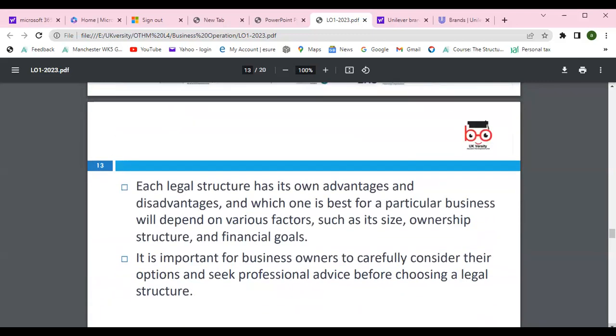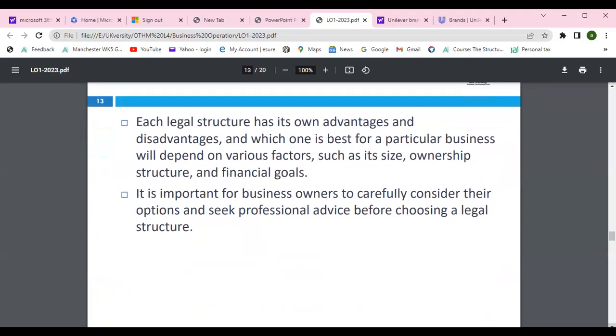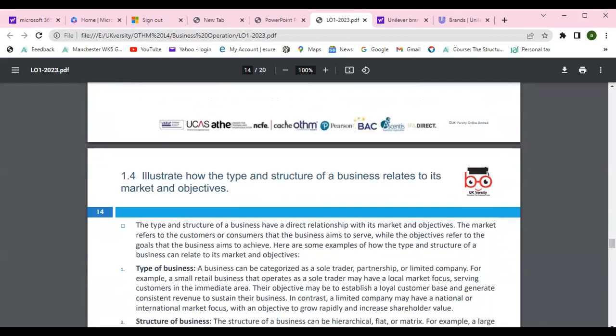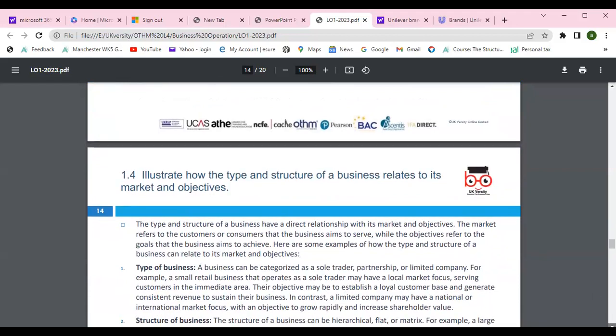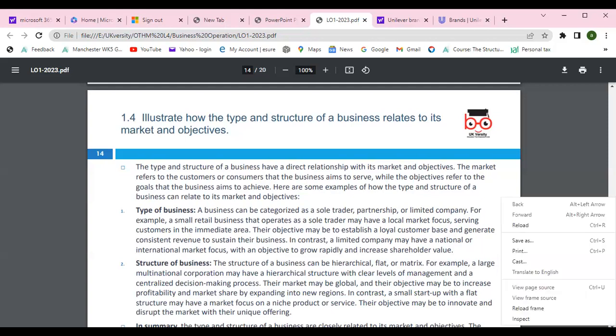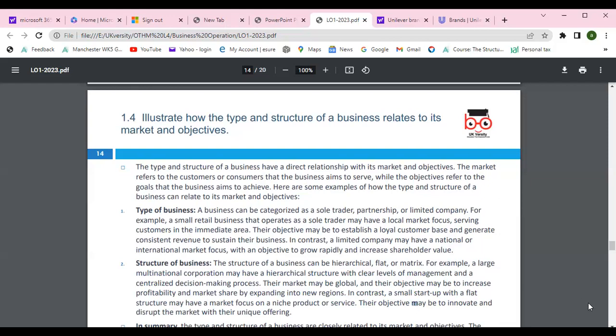Each legal structure has its own advantages and disadvantages. Each has its size. We need to consider which one is the best for our business. Okay, then we have 1.4, illustrate the type and structure related to market and objective. Types of businesses, we said earlier, are different: sole trader, partnership, limited company. Each has advantages, which we will go through.